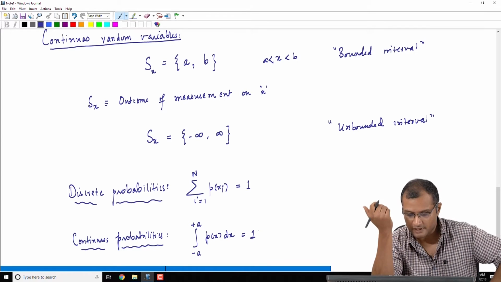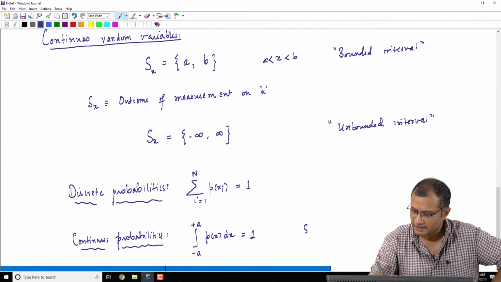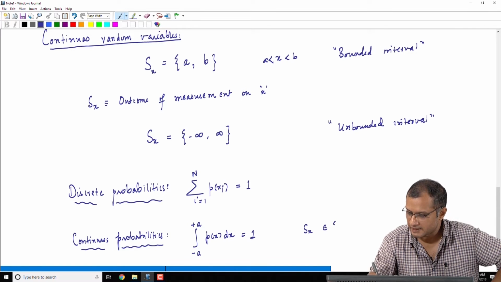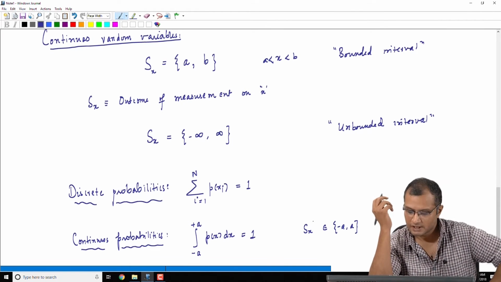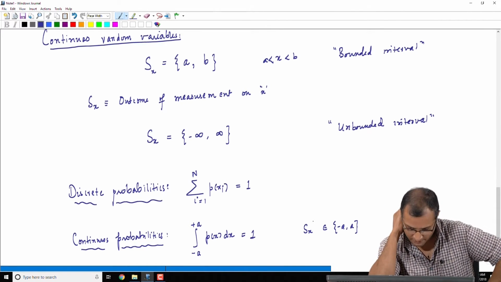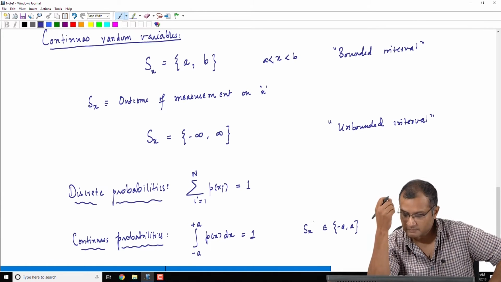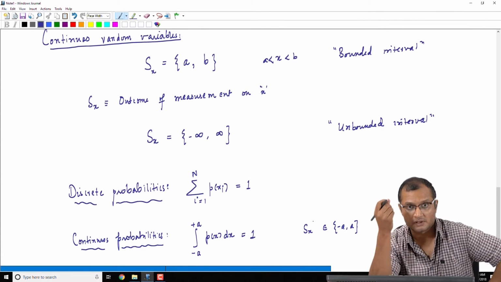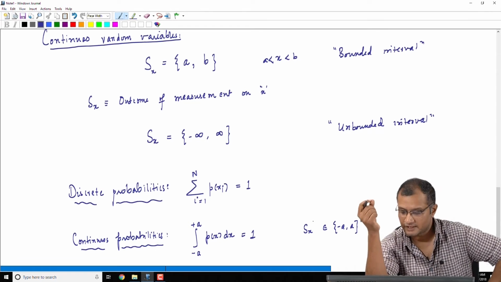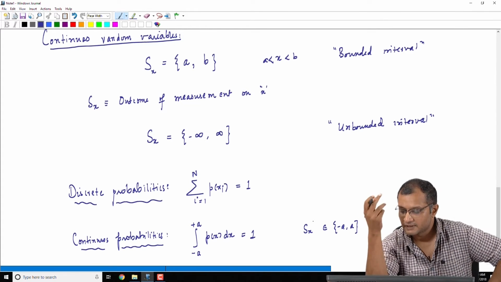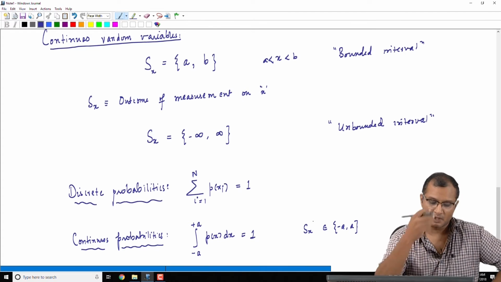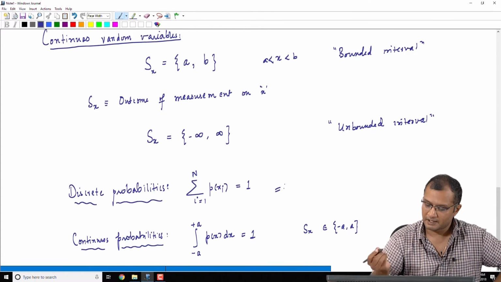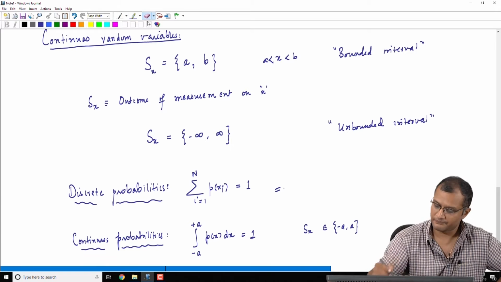In this case, I have taken a bounded interval. My interval is basically minus a to plus a, x being a measurement of the random variable. Even though the interval is bounded, the random variable in principle can be anywhere in this interval. So, there are infinite real numbers that I can conceive of in this bounded interval minus a to plus a, which means I cannot work with the summation I worked with in the discrete probability case. I have to work with an integral.